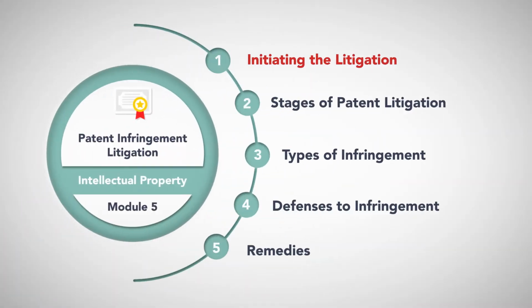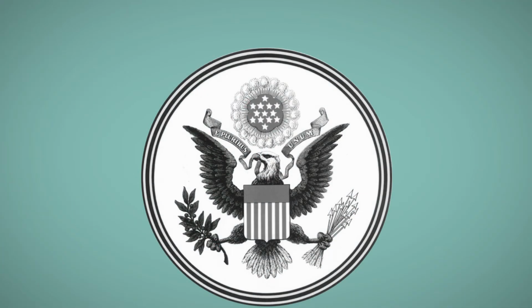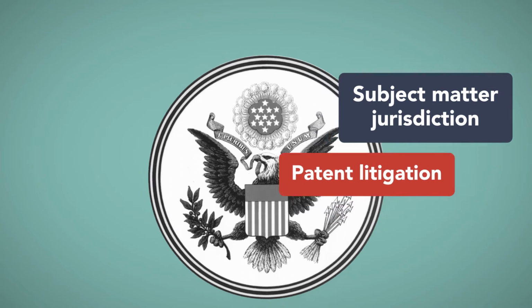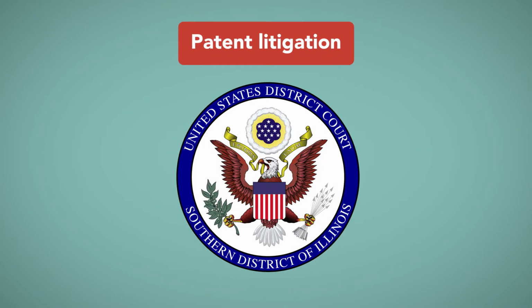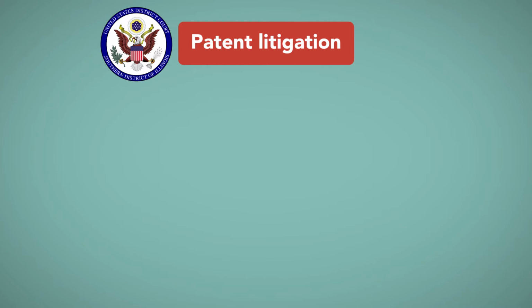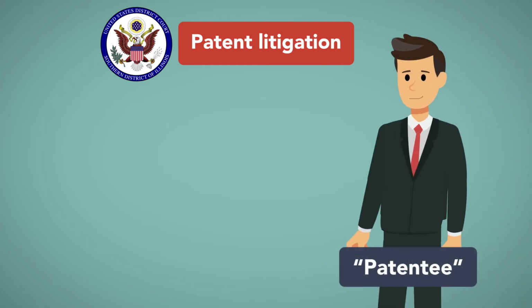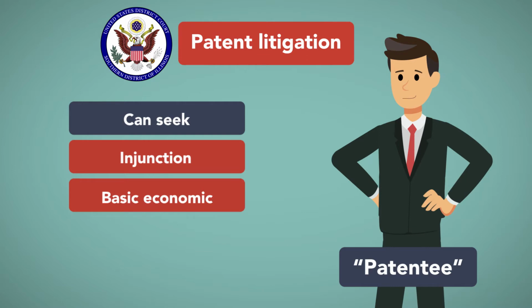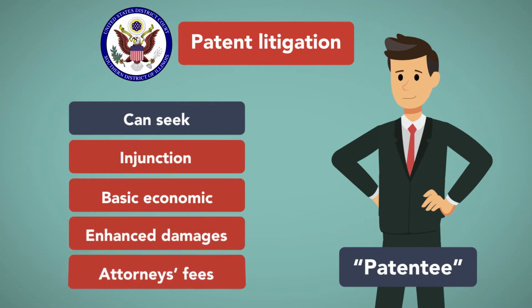Initiating the litigation. Federal courts have exclusive subject matter jurisdiction over patent infringement litigation. All patent litigation occurs either in federal district courts or, less frequently, in the International Trade Commission. In patent litigation in federal district courts, the patent owner, known as the patentee, can seek an injunction, basic economic, potentially enhanced damages, and attorney's fees.